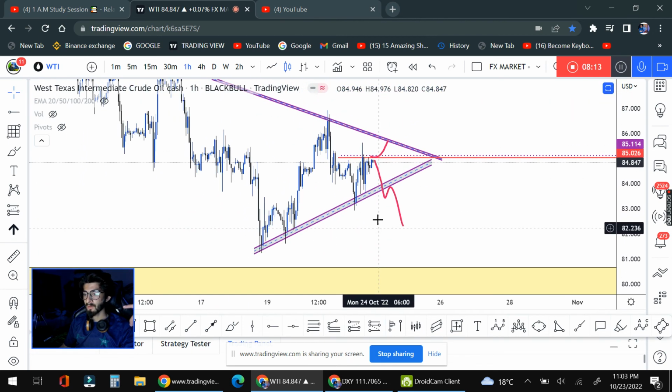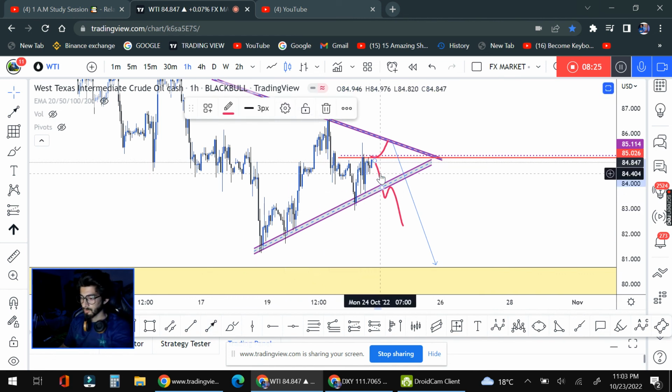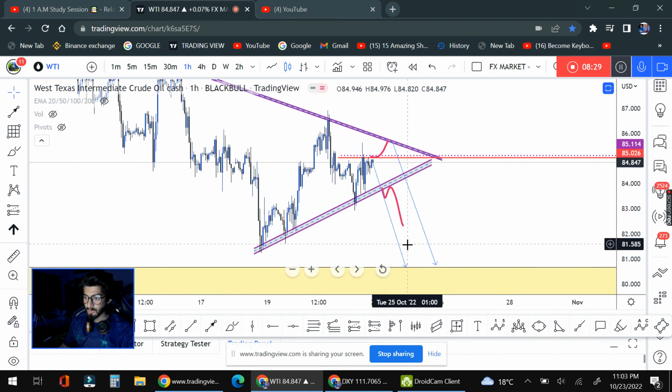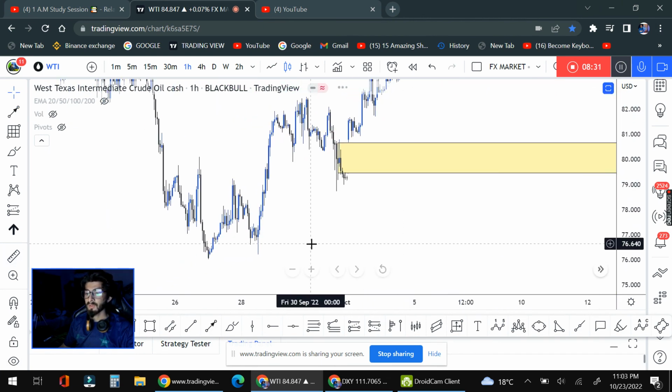All right, so here we have a good setup. If price breaks this area to the upside, then we have a scalp, and then we look for the short position from here. And if price directly breaks this area like this, we are expecting price to come to this area and fill this previous market gap.